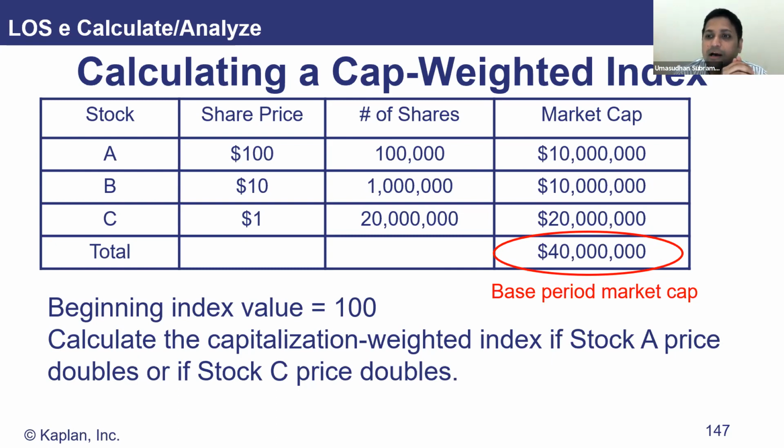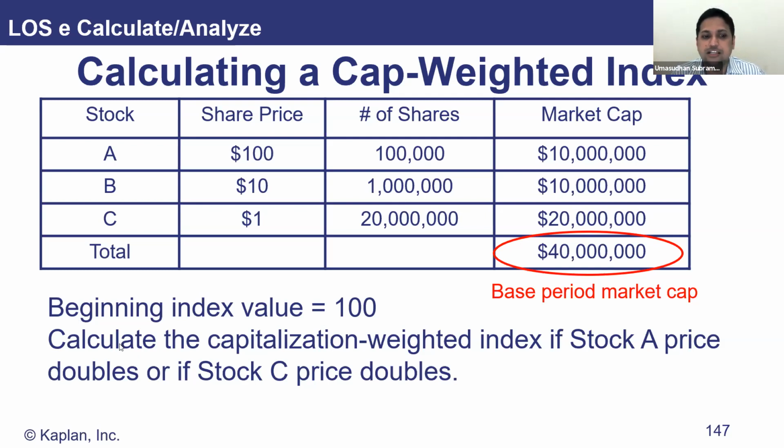So you calculate the market cap. So how do you calculate the market cap? The share price times the number of shares. You do that. So you take A, B, C. A is 10 million, B is 10 million, C is 20 million, total 40 million. This is as of last year. So this 40 million is your base period market cap. So let's assume this is 100. So 40 million is basically 100.